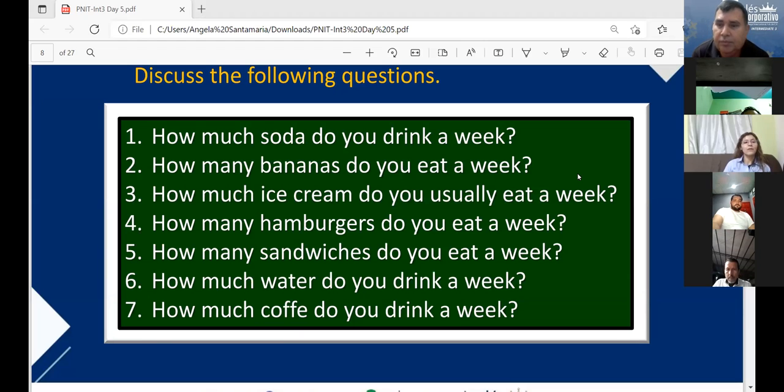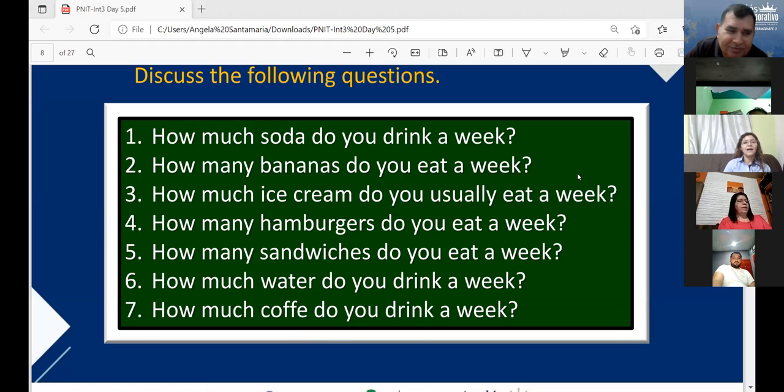How many, Eva? Number four. How many hamburgers do you eat a week? Also, rarely. Also, very rarely. Yes, you say also, not a minute, but also very rarely.